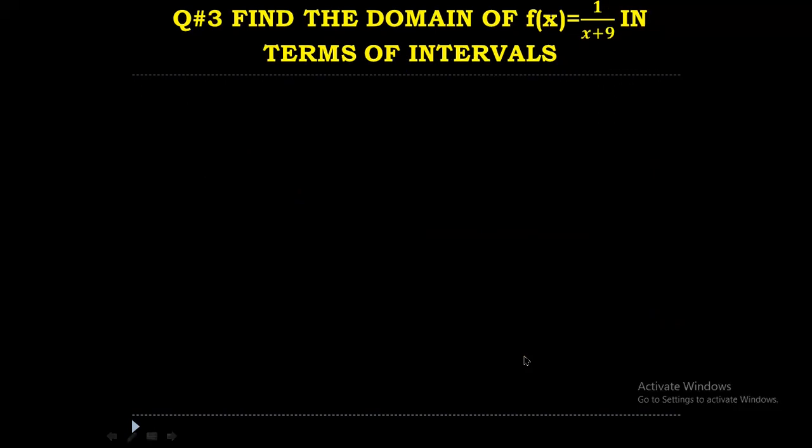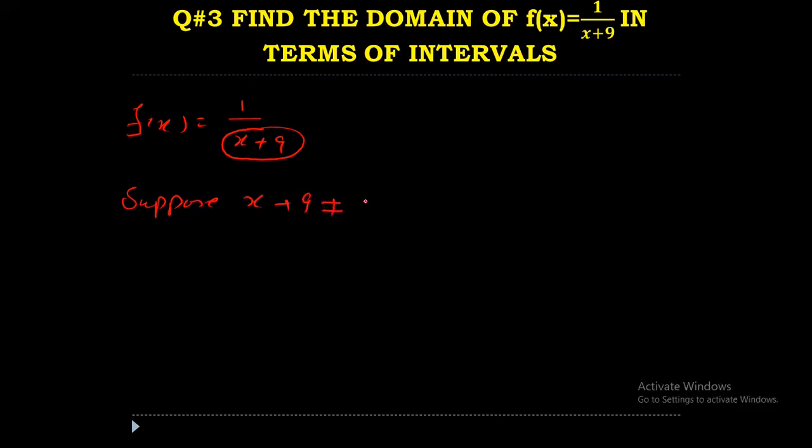I will do some more questions. Find the domain of f(x) = 1 over x plus 9 in terms of interval. So what we have to do? First of all, we have to suppose x plus 9 should not be equal to 0. Suppose x plus 9 is not equal to 0. x should not be equal to minus 9.